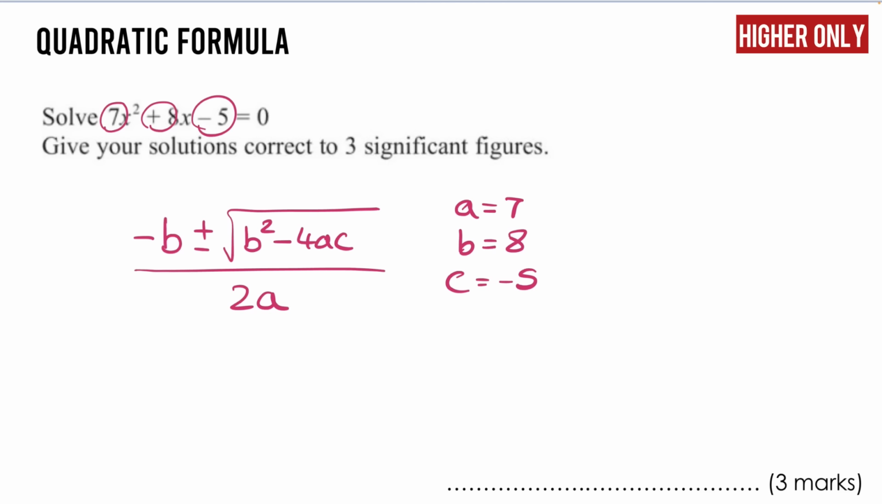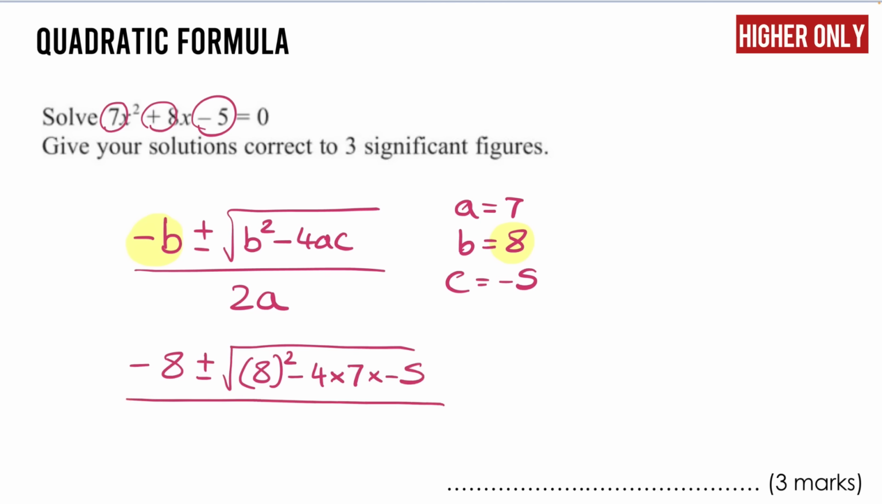Do be careful and watch out in case b is negative, because this starting piece is negative b, and it will change the sign. Here it's not, so we have minus 8, plus and minus the square root of 8 squared, I always put this number in brackets again in case it's negative, minus 4 times 7 times negative 5, and that's all over 2a, which is 2 times 7. So we need to type this into our calculator, and we need to do it twice.